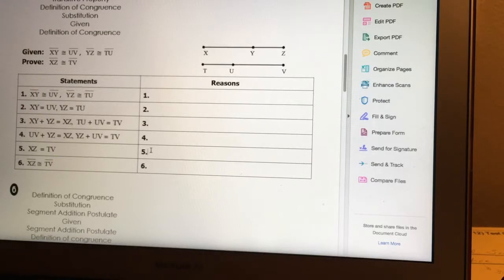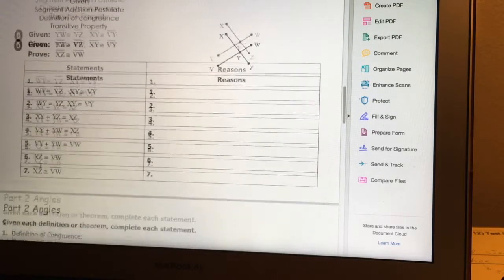Transitive property. And then number 6, the only thing we have left is definition of congruence, but of course, something that allows you to go from an equal sign to a congruent symbol is the definition of congruence. And that is number 5. All right, let's go ahead and do number 6 as well.